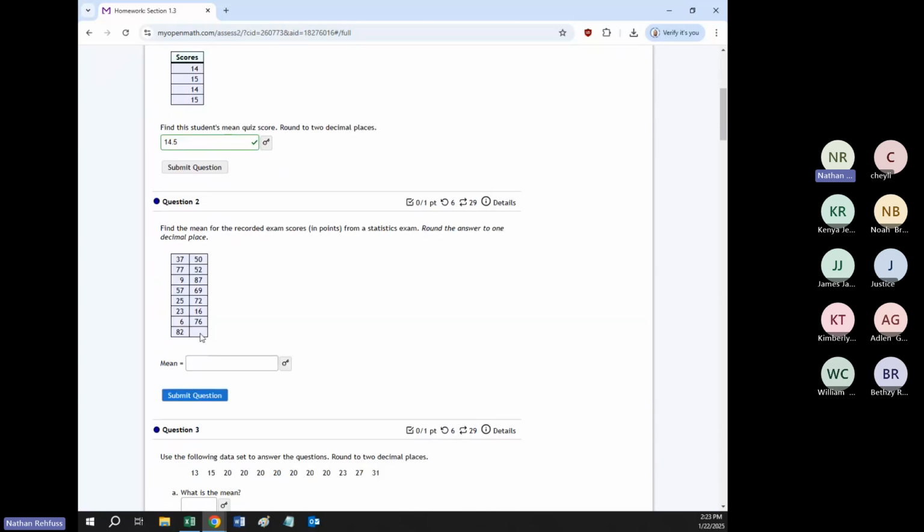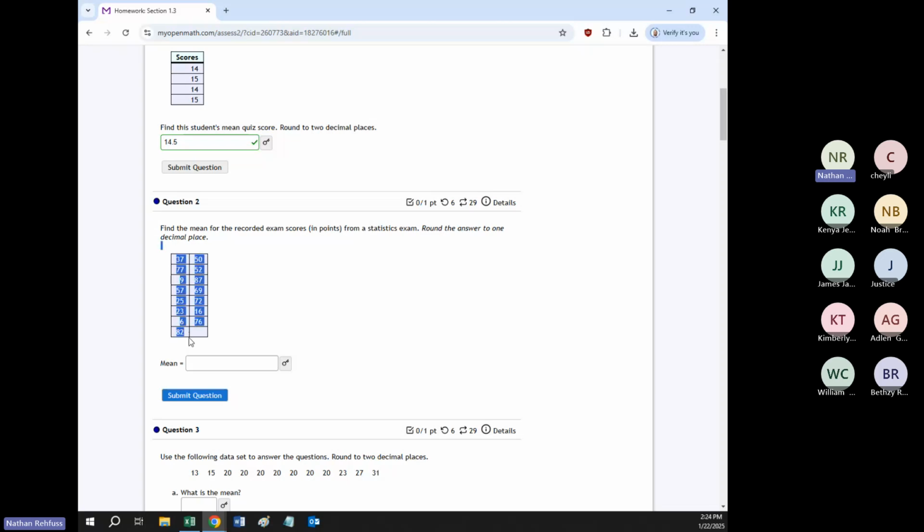But this second problem here, this looks like a little bit of a chore. That's a lot of numbers. I don't really want to do the mean by hand. I would sit there, I would have to count them. So I'm counting 15 data values. That means I should add these all up and divide by 15.